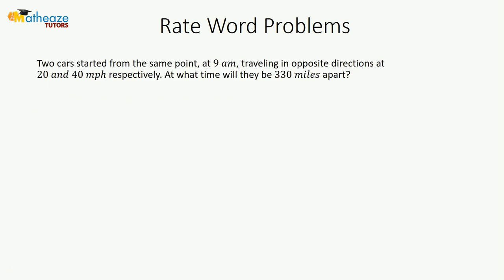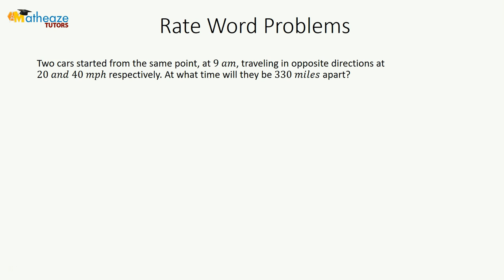Now let's look at some word problems. Two cars started from the same point at 9 a.m. So they are traveling in opposite directions at 20 and 40 miles per hour respectively. At what time will they be 330 miles apart?